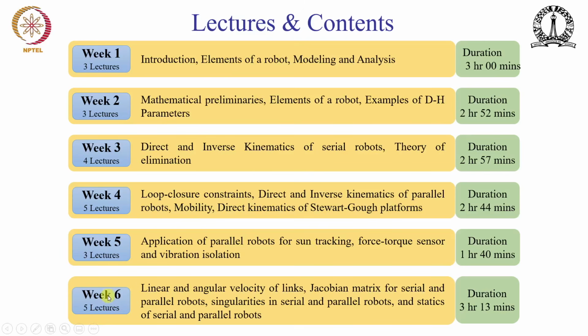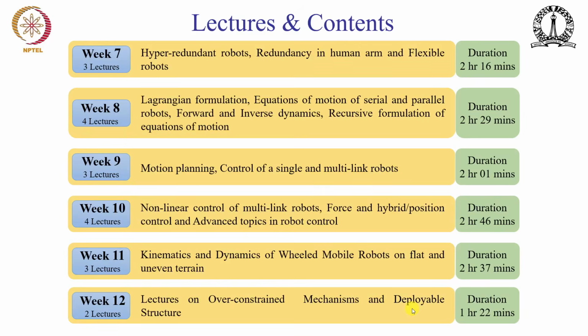In week 6, there will be 5 lectures. These deal with linear and angular velocity of links, Jacobian matrix for serial and parallel robots, singularities in serial and parallel robots, and statics of serial and parallel robots.